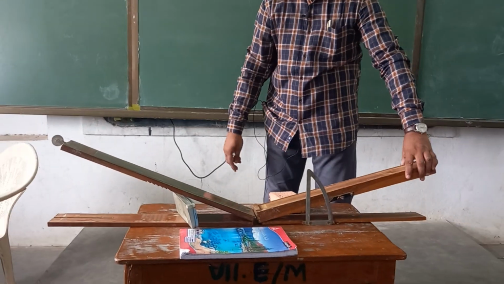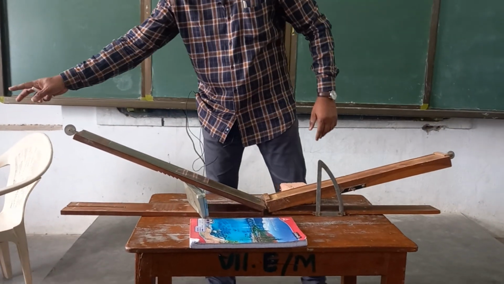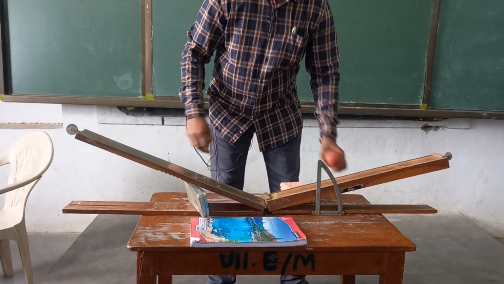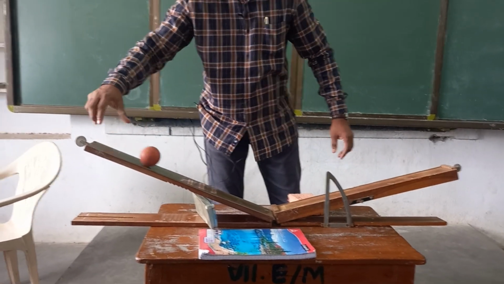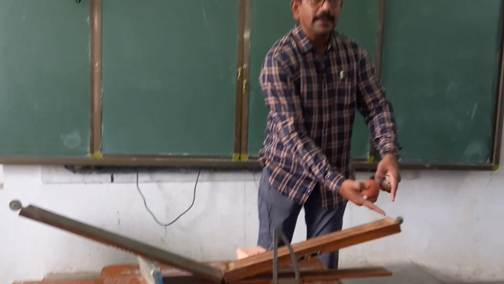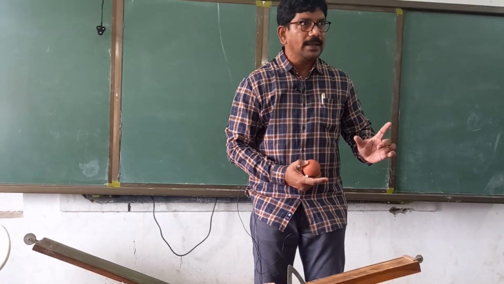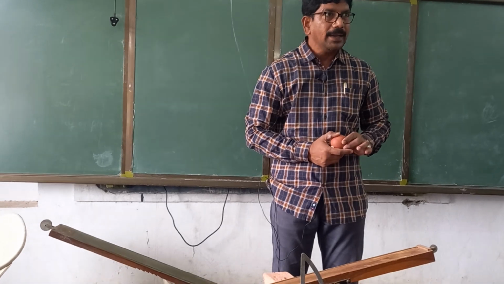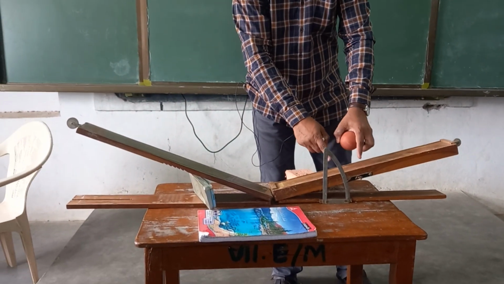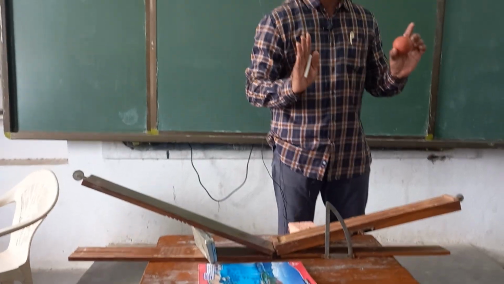See this? Once again, see this. The ball is rolling down and climbing the other side of the inclined plane. To what extent? It moves a certain distance. Are you clear about that one?